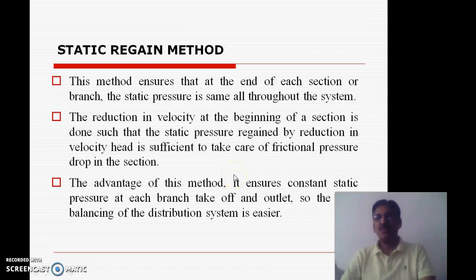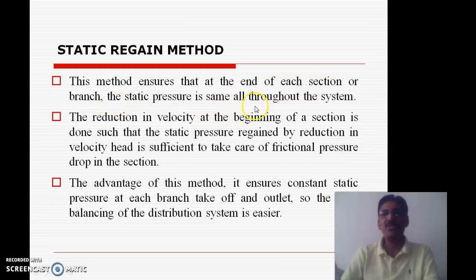So the last method of duct design is the static regain method. This method ensures that at the end of each section or branch, the static pressure is the same all throughout the system. While we already saw in velocity reduction method, we consider velocity initially, and based on this velocity we find out the size of the duct, that is the diameter of the duct. Also in the second method, equal friction method, we consider the frictional loss per unit length remains the same throughout each section and branch of the duct, but here the static pressure is the same. In static regain method, the difference is that the static pressure is the same all throughout the system.